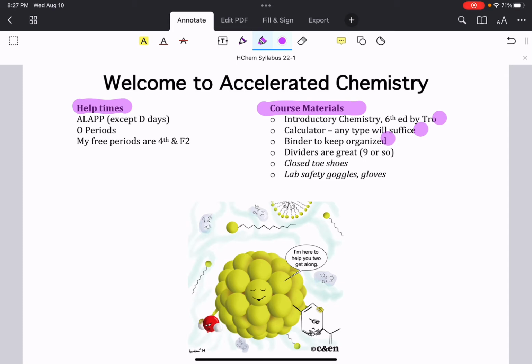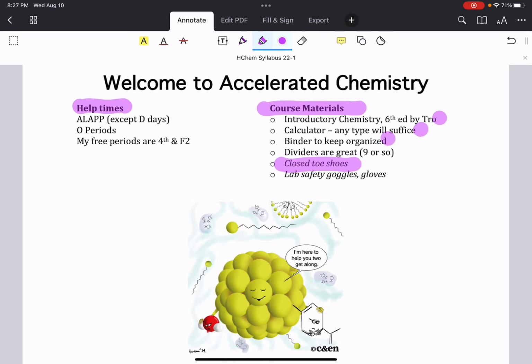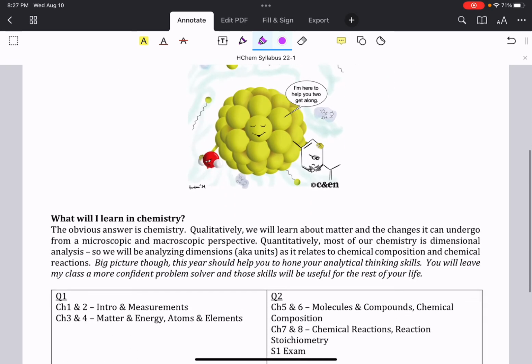You will also need closed-toed shoes for every single lab. Otherwise, that's considered a safety violation. So just make sure you have them, right? You're welcome to keep a pair in your locker and change right before class, or just bring them to class and change when you get there, and that would be fine. You also will need goggles for every single experiment, and occasionally you'll need gloves. These are supplies that I will provide when we're actually in the lab.